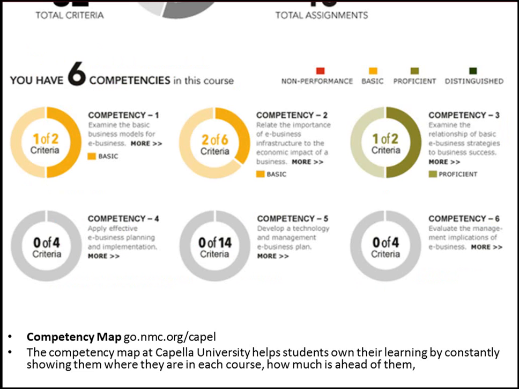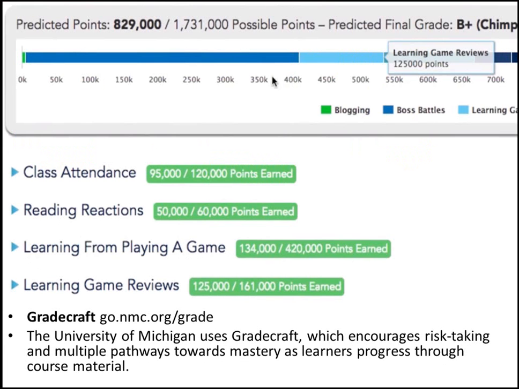Another example is the competency map here at Capella University. When students have information about the competencies they are acquiring, they are learning, so it's a good way to have more information in the process.